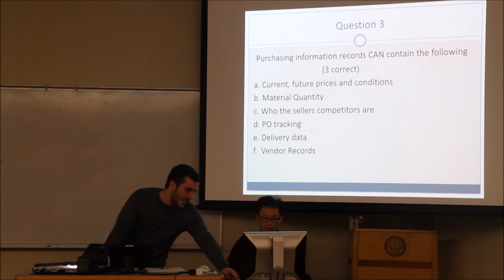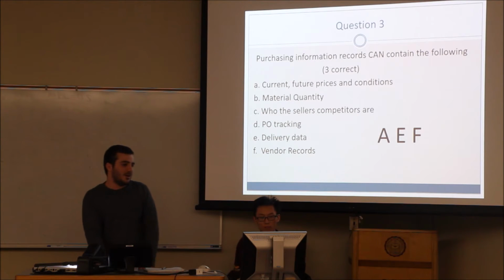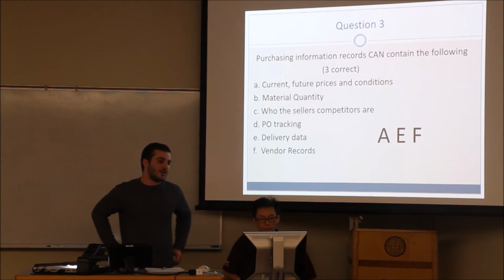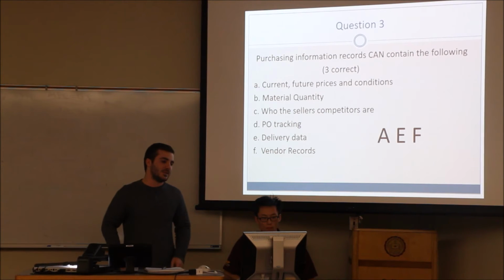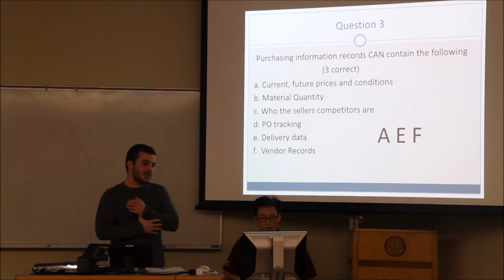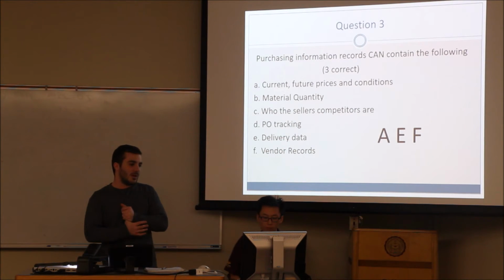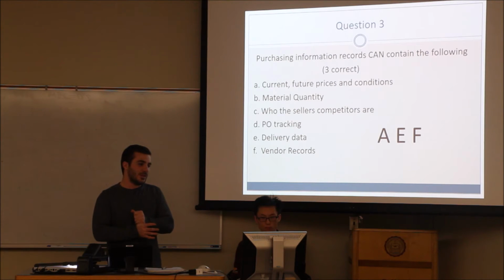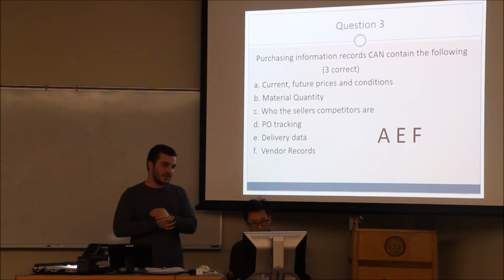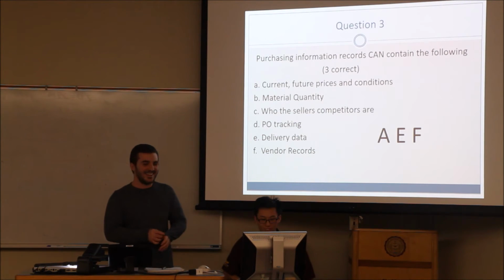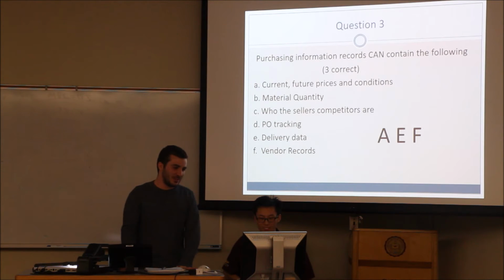Alright, it is 8EF. The purchasing info record contains the current and future prices and conditions, delivery data, and vendor records. Material quantity is not in the purchasing information record because you only know your material quantity for the PO that you want. Who the seller's competitors are, I made that up. And PO tracking is through PO monitoring, it's not through the purchasing info record.